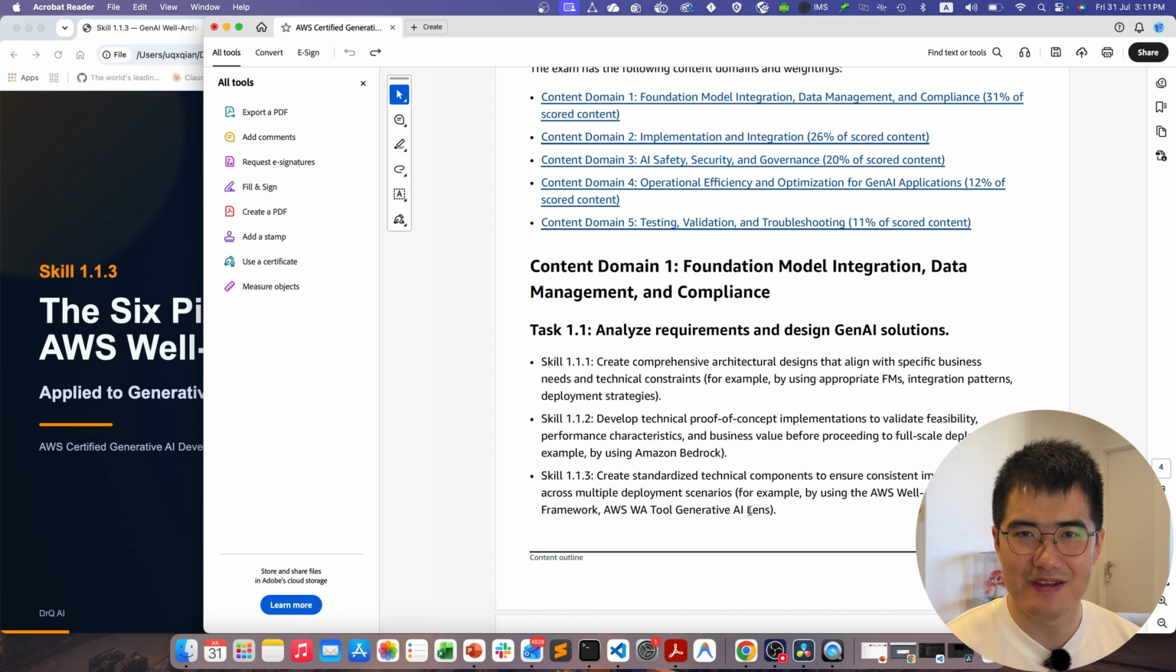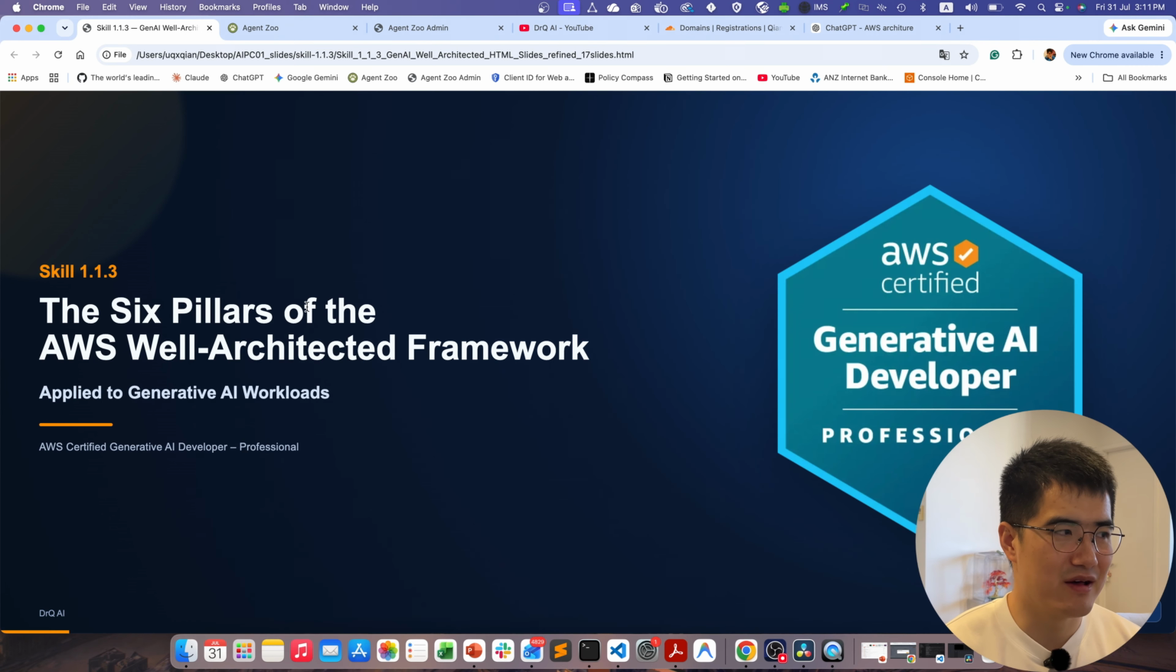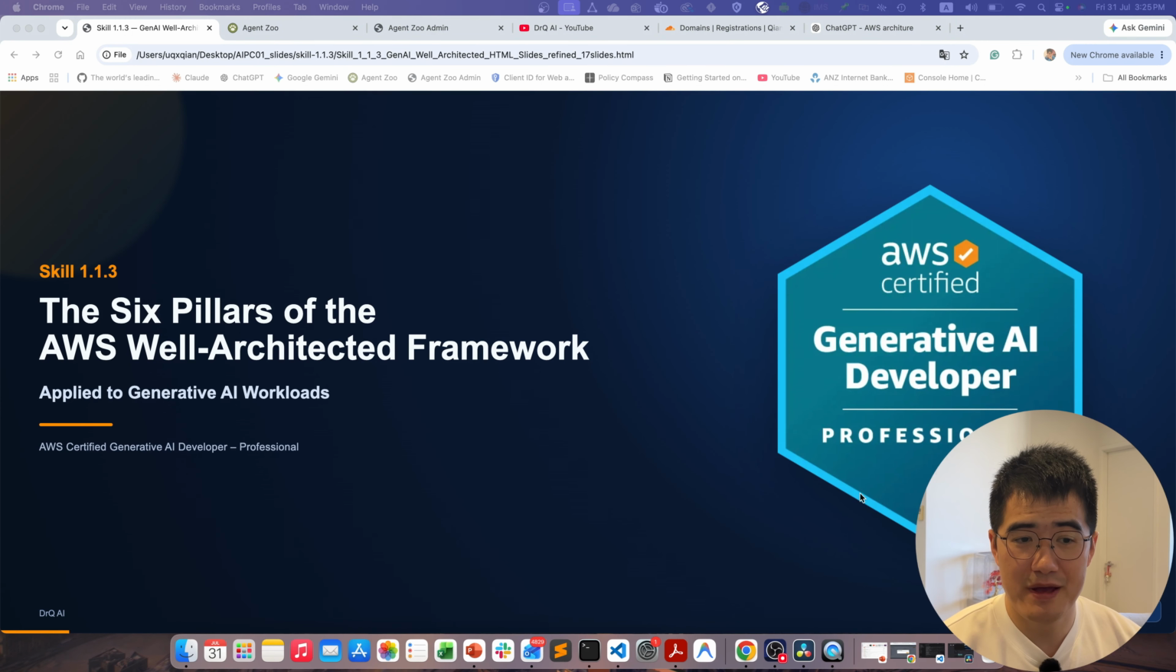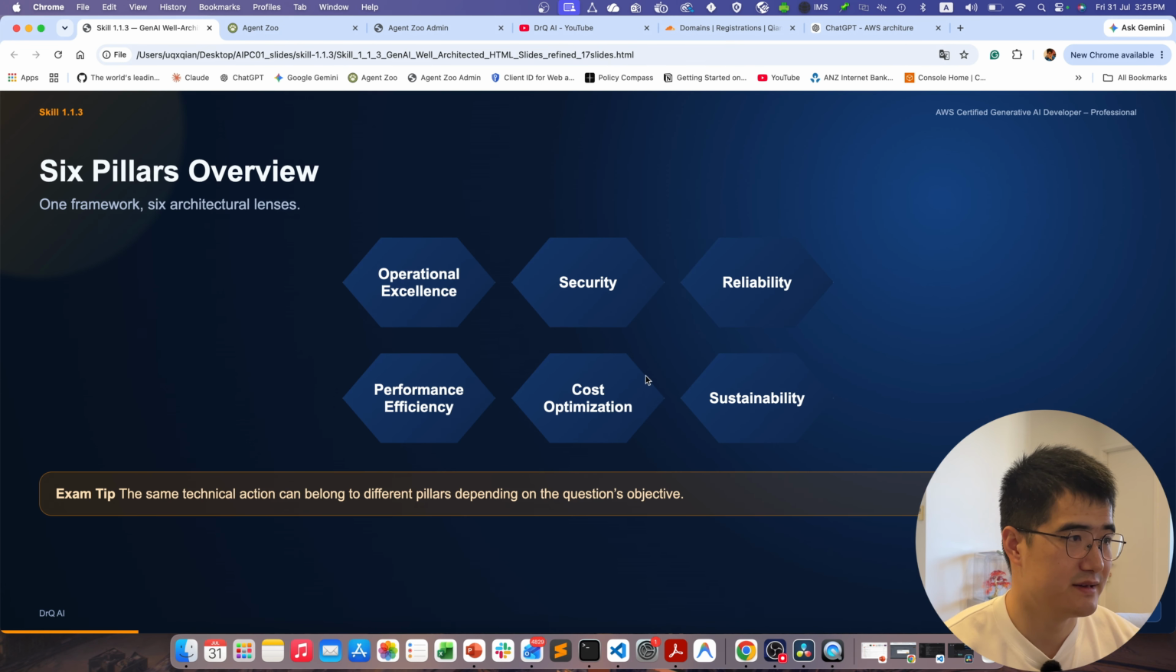So in today's video, I'm going to use my way to let you understand the 6 pillars of the AWS Well-Architected Framework when it is applied to generative AI workloads. And the 6 pillars are operational excellence, security, reliability, performance efficiency, cost optimization, and sustainability.